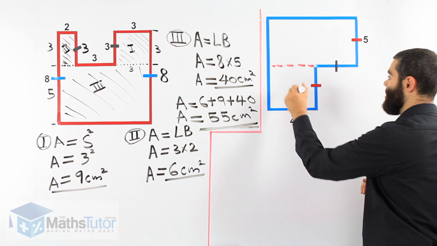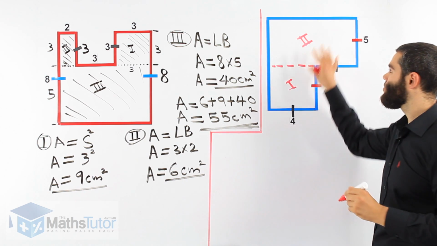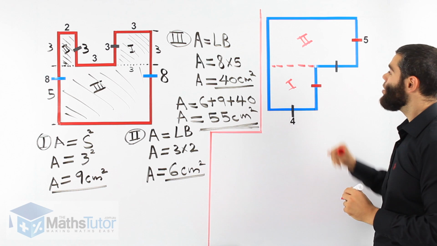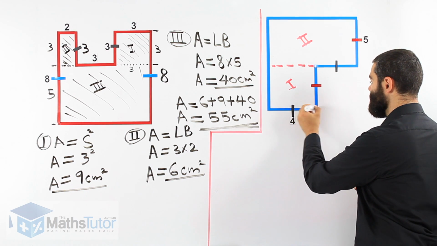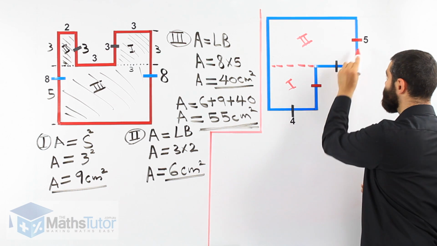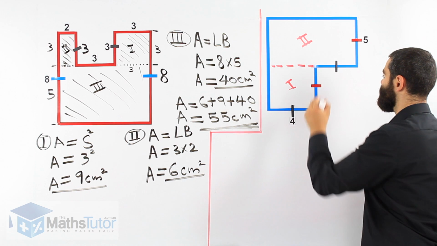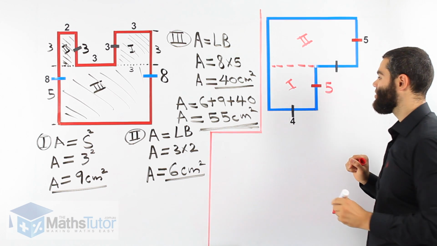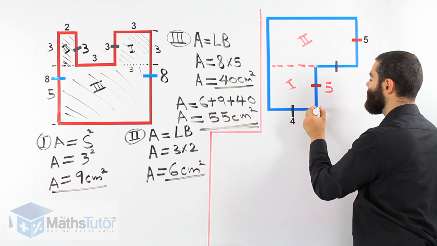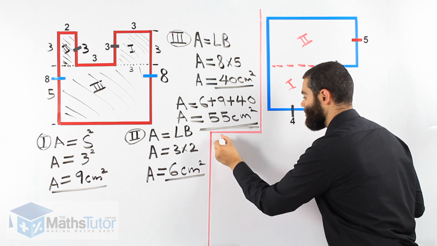For area 1 and area 2, it's always good to split them up and mark them so you know which area is which. Area 1, we know that this is 4. We need to know what this side is. We can tell this mark is the same as that, which means these two are the same. This must be 5 as well. So area 1 has 5 as the length and 4 as the breadth.